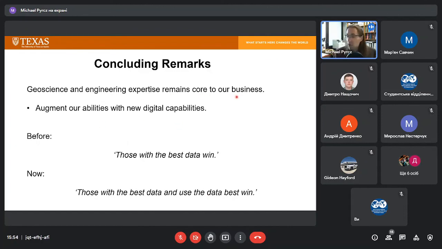All right, concluding remarks. Engineering expertise remains core to everything we do. We're not replaced by computer scientists. We augment our abilities with new digital capabilities. Before, those with the best data used to win. Now it's those with the best data and who use the data best. Those are the ones who win when it comes to projects and companies.